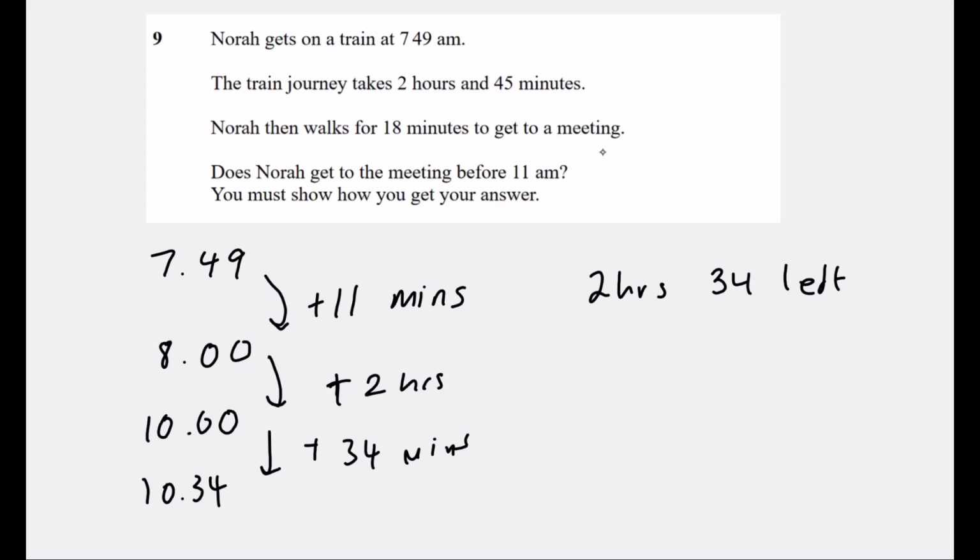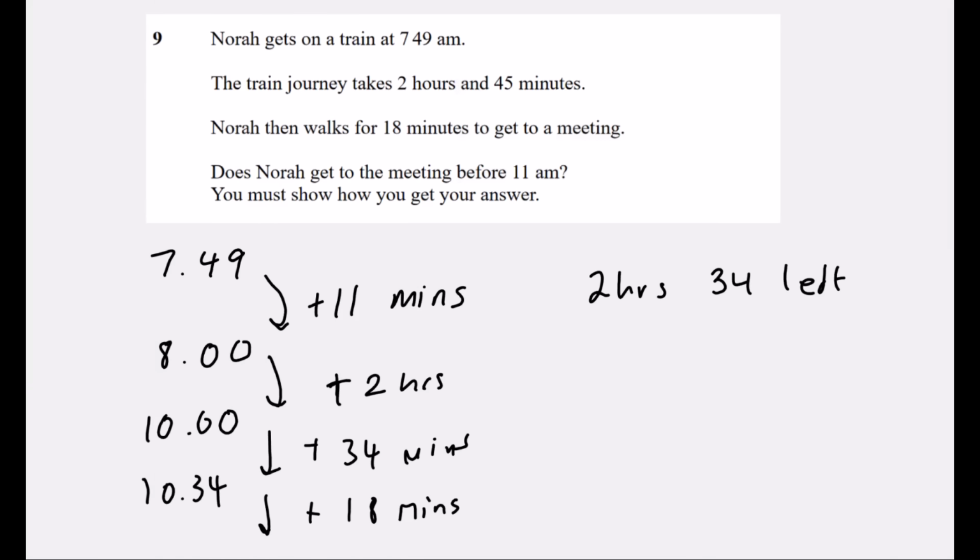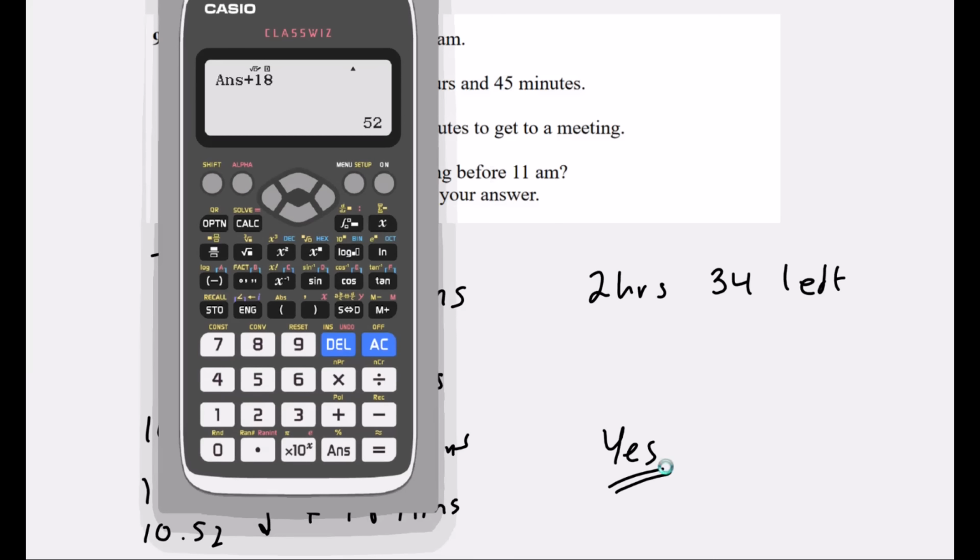She walks for 18 minutes. So 10:34 plus 18 minutes. What's 34 plus 18? 52. So 10:52. So yes, she gets in at 10:52. So she gets there on time.